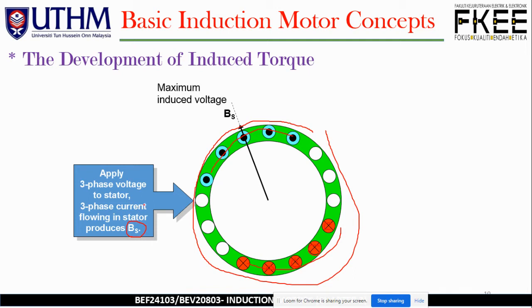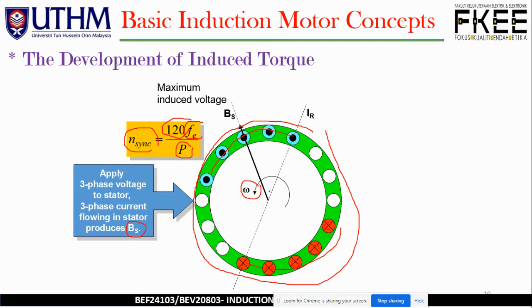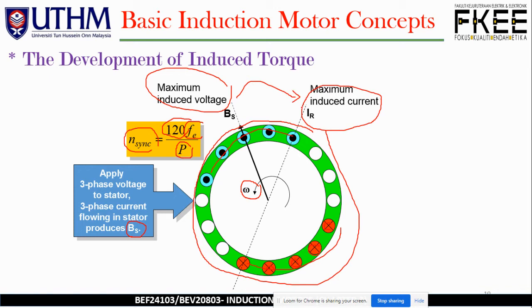Okay. And then the maximum induced voltage comes from the induced magnetic field, and here we are able to come out with this relationship where n_sync, the synchronous speed, equals 120 multiplied by Fe divided by P. Fe is the electrical system frequency, and P is the number of poles of the motor. And then we have omega as well, the angular velocity. Now what happens next is that IR will be induced. This is nothing but the maximum induced current. This induced current is again induced by the maximum induced voltage over here. All right, and that leads to the maximum induced current.